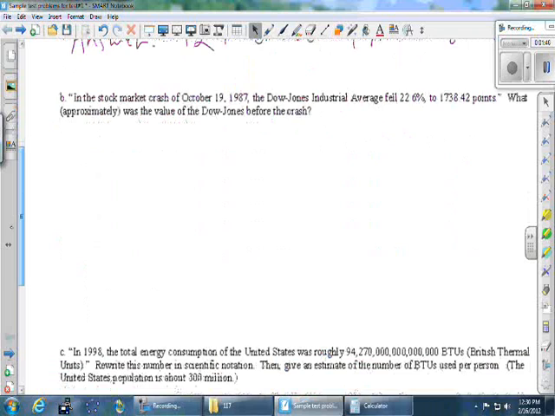Part B. In the stock market crash of October 19, 1987, the Dow Jones Industrial Average fell 22.6% to 1738.42 points. What, approximately, was the value of the Dow Jones before the crash?